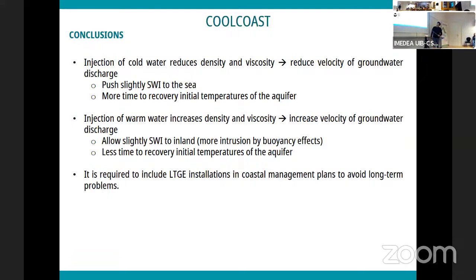But the more important thing is that geothermal systems should be included in the coastal management plans, not only for this, but also because of groundwater. I don't know if the coastal management plans consider groundwater discharge, I don't know. But I think that it is very relevant.